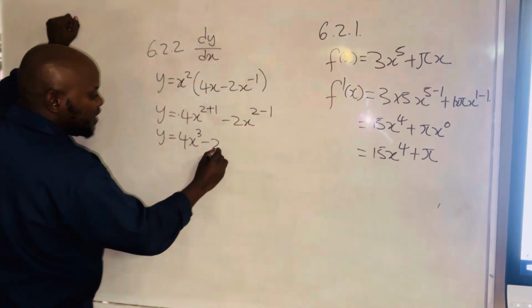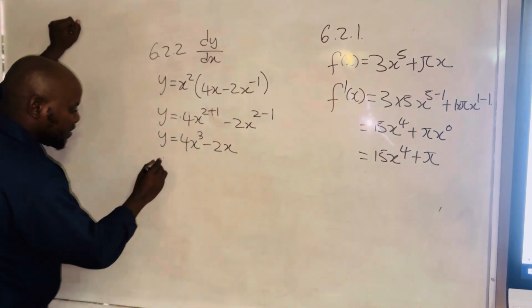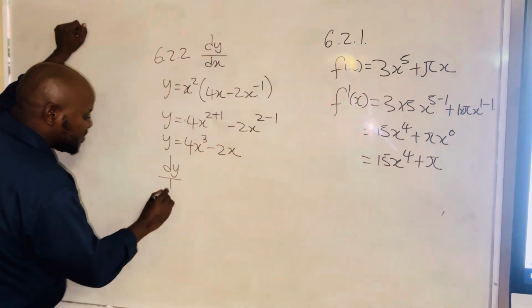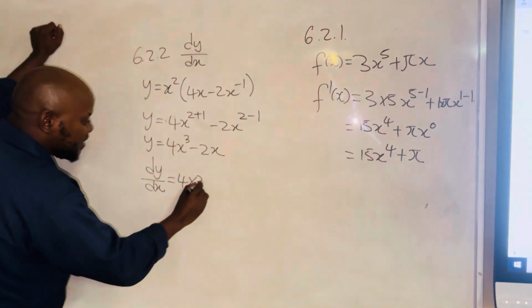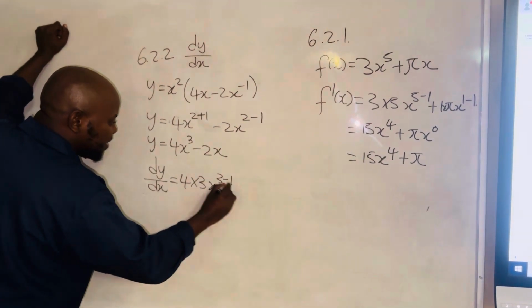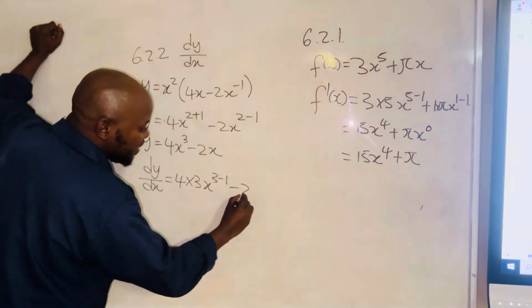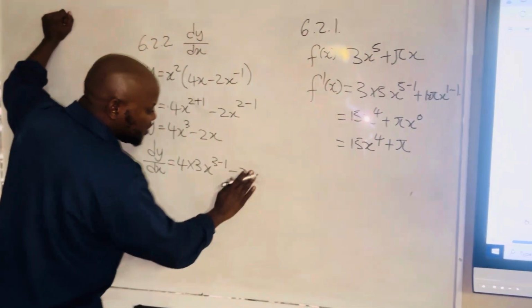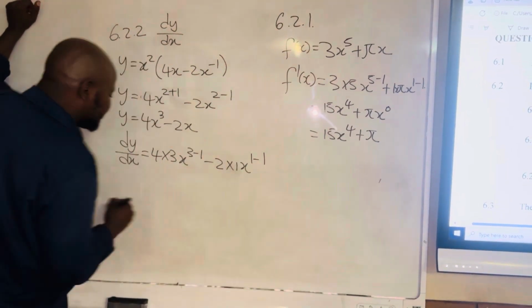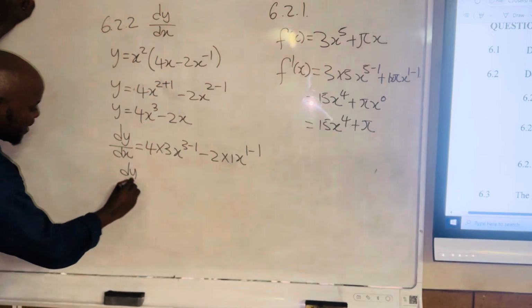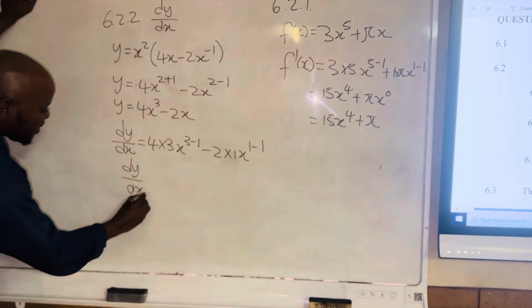You are still going to have y equal to 4x raised to 3 minus 2x. dy divided by dx is equal to 4 multiplied by 3x raised to 3 minus 1, minus 2x, which is multiplied by 1x raised to 1 minus 1. So our dy divided by dx is now equal to how much?